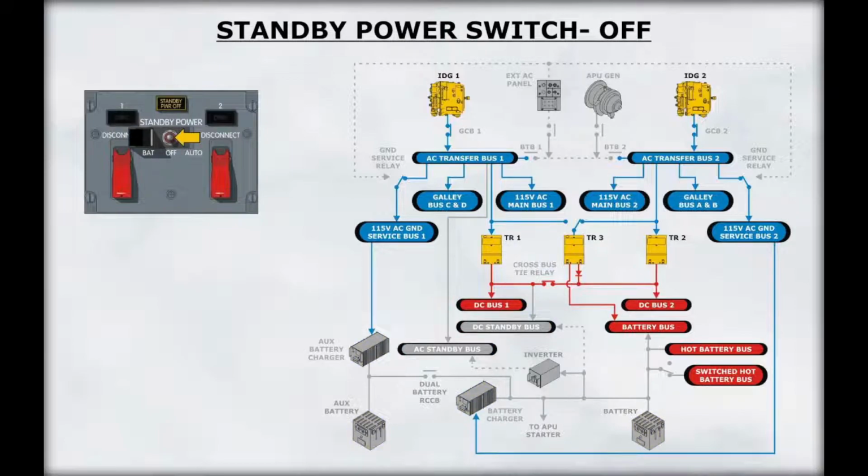With the standby power switch off, the standby system is not powered. Whenever the AC standby bus is not powered, including when the standby power switch is in the off position, the standby power off light illuminates. The battery position forces both standby buses and the battery bus to be powered by the batteries regardless of any available power sources or whether the airplane is in flight or on the ground.